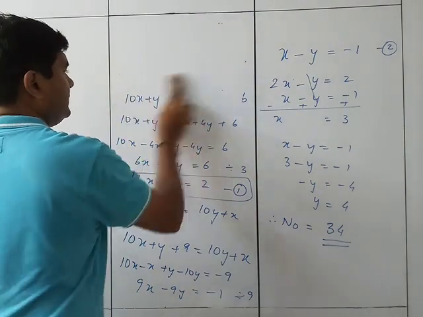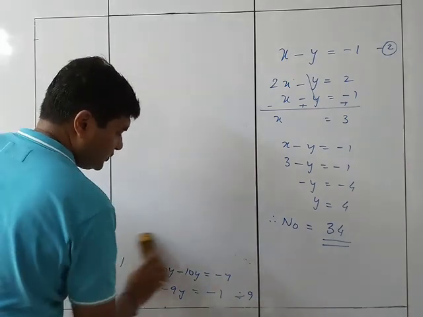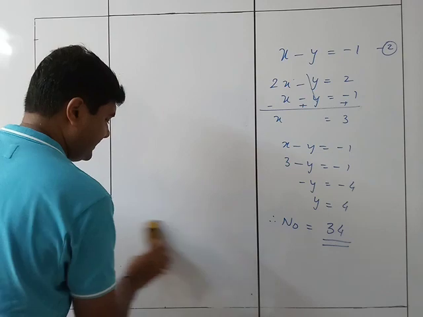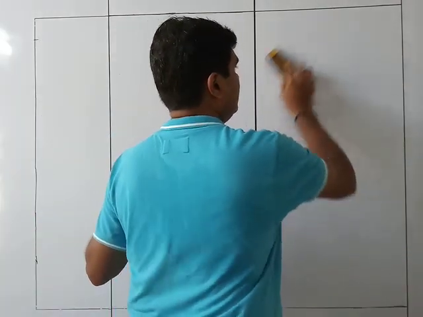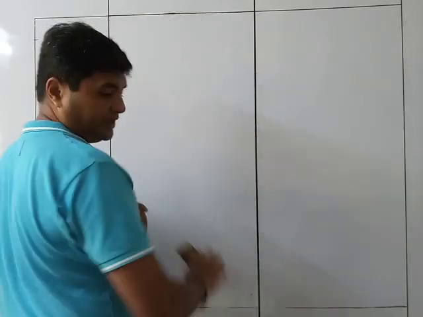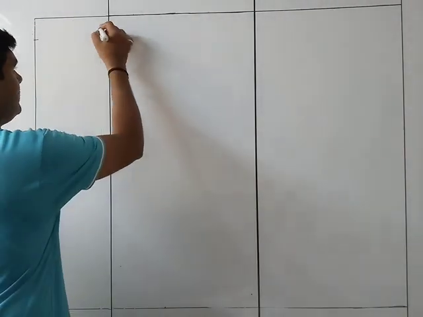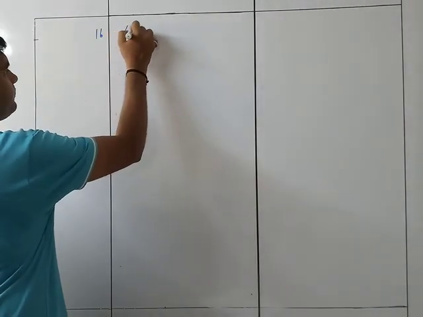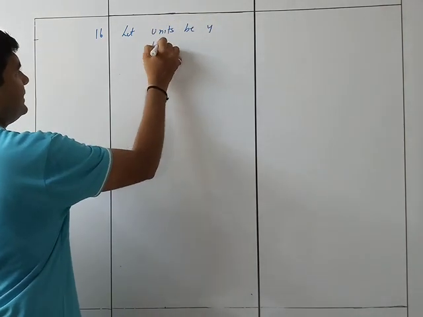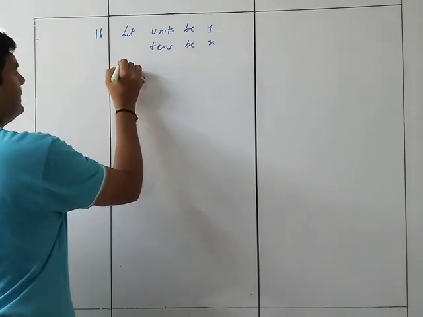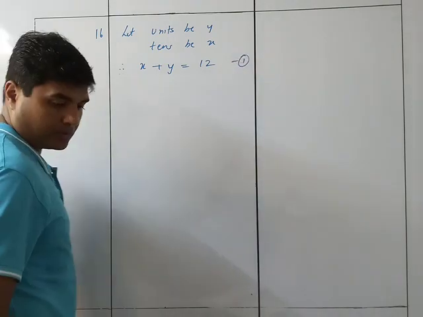So let's see the things accordingly. Now the second part of the question which was given over here was very easy to understand because they are given that the sum of the digits is 12. So let's take that thing as a first equation, that the sum of the digits is 12. So let units be y, tens be x, therefore x plus y is equals to 12 is my first equation.